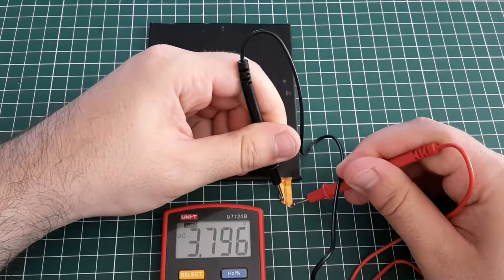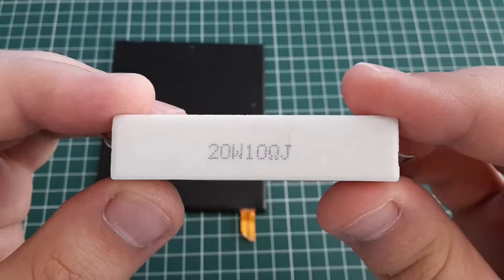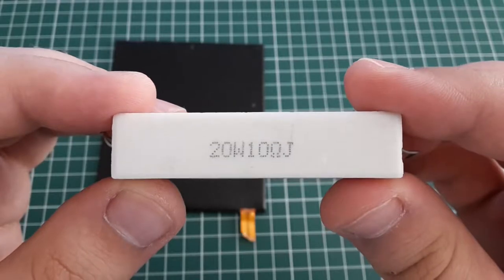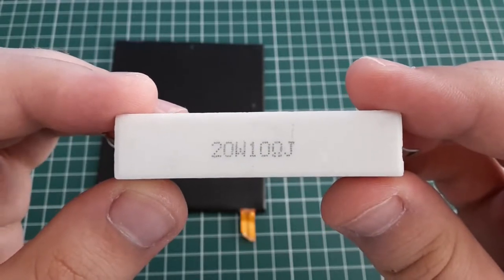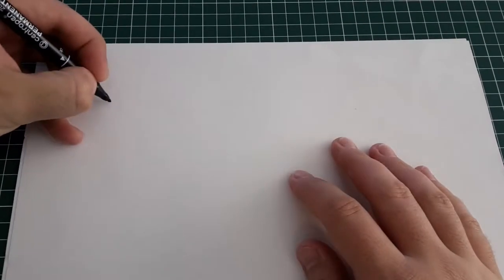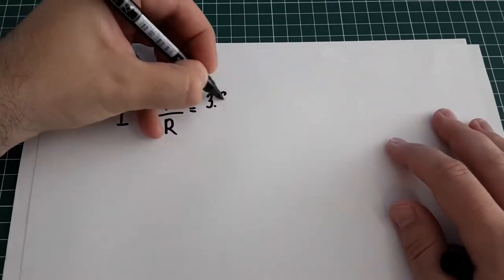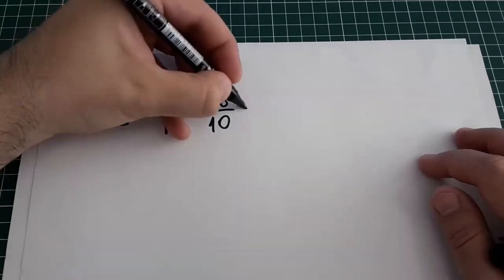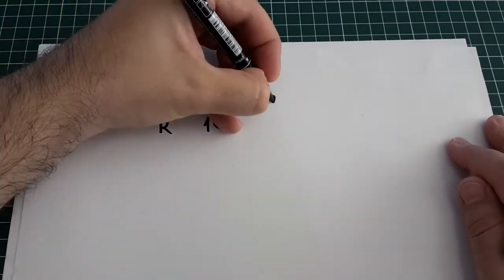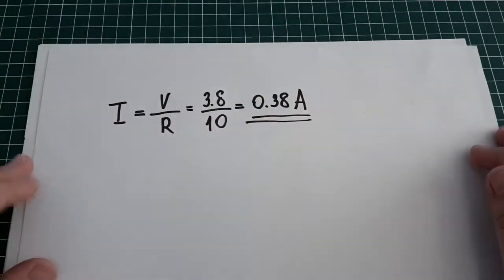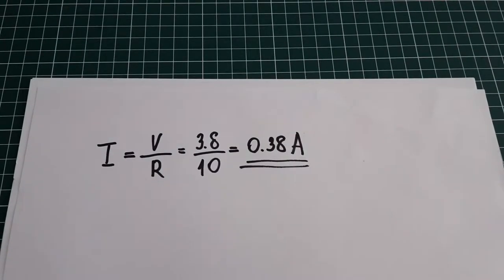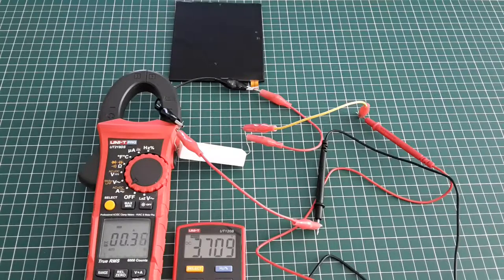So first of all, I have to discharge it. And I'm going to do that via this 10 ohm resistor. Here's the calculation of what current I can expect during discharging. And it is 0.38 amps, which is good. And this is my discharging setup.